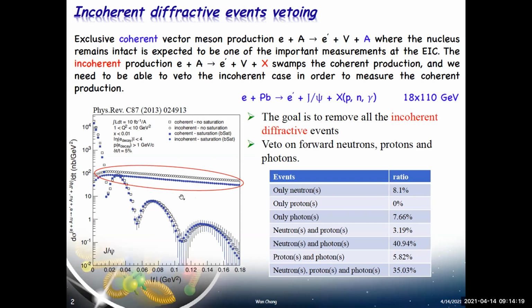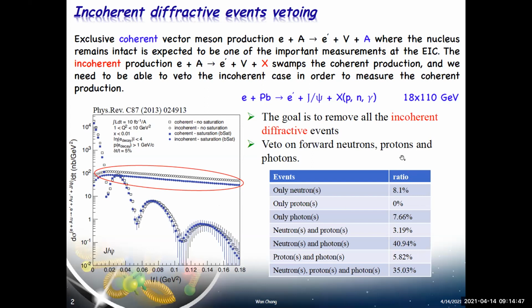But a challenging issue is that for high values of t, the incoherent production overtakes the coherent production. So we need to be able to veto the incoherent case in order to measure the coherent events. In my analysis, we use the BeAGLE event generator to simulate the e-A incoherent diffractive J/psi production.